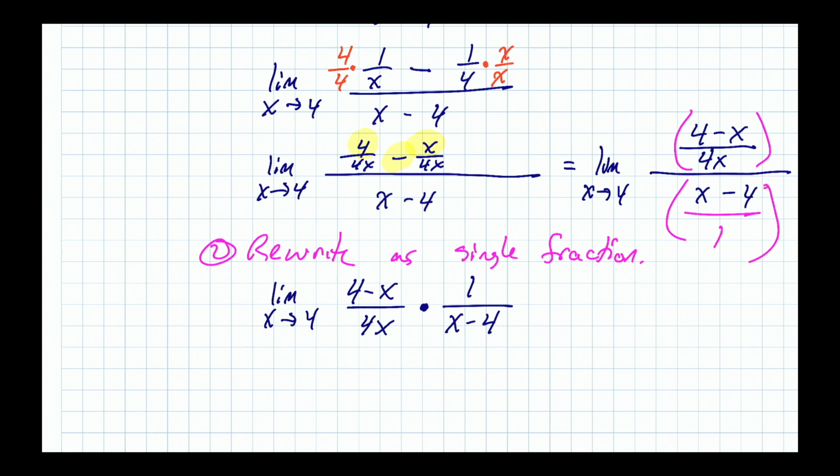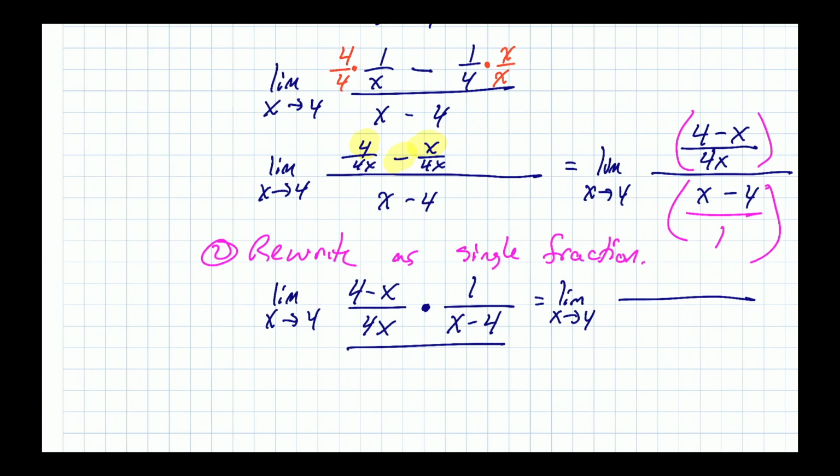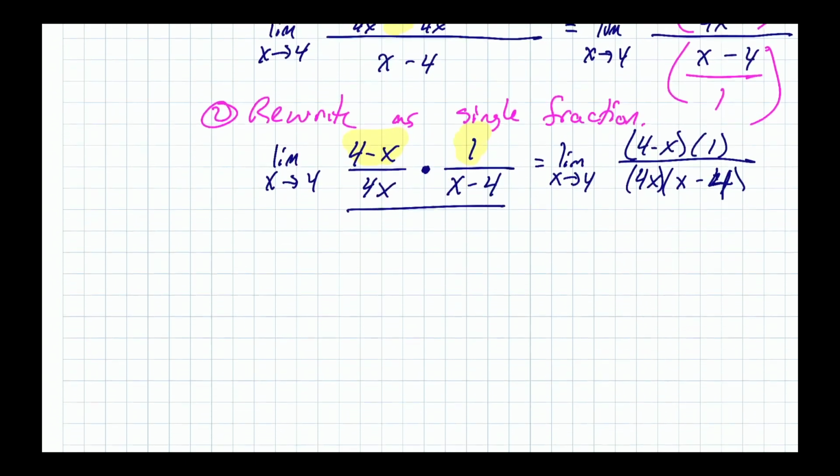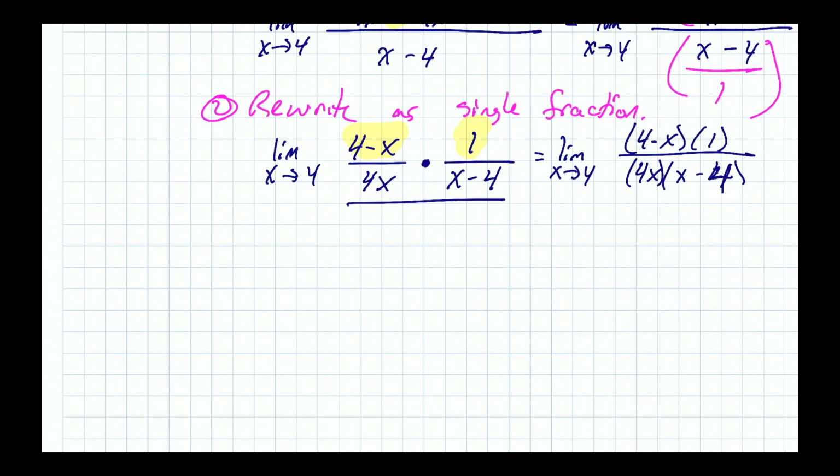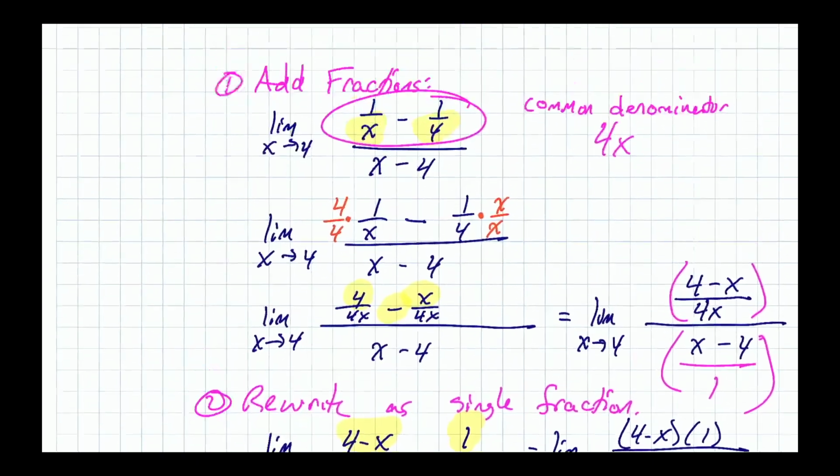Okay. Now I say to rewrite it as one fraction, and so I should not write it as 2. I should have it as 1. So if I do that, the denominator is 4x times x minus 4, just multiplying across. And then on the top, you've got the 4 minus x times 1. So that's 4 minus x, times 1. And you don't need to write the 1, but I wrote it there because it's not always going to be 1. Okay, so we rewrote it as a single fraction.